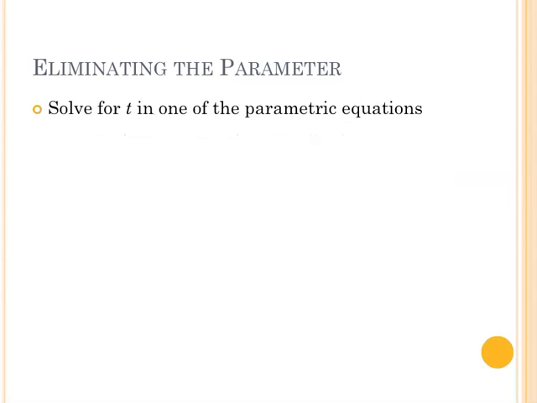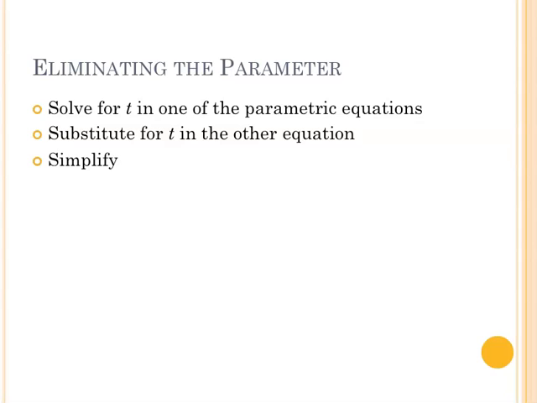In general, you'll want to solve for t in one of the parametric equations. It doesn't matter which one you choose. I like to choose the one where it's easiest to get t by itself. Once you have that, then you are going to substitute for t in the other equation, right? So now you've solved for t in one of them, so you have t equals something. So now you're going to do a substitution into the other equation. And that way now you just have an equation that's in terms of x and y. If you can simplify, then simplify.